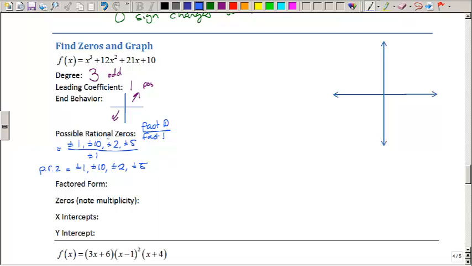So I could be doing this 8 different times. Well, instead of doing that, let's take a look at Descartes' rule of signs to see if I could take this list of 8 possible rational zeros and maybe I can knock them down a little bit. So notice that f of x has no sign changes.